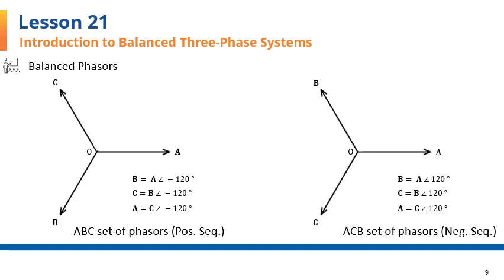Here we see the algebraic relation between pairs of phasors in each set. B equals A with negative 120, C equals B with negative 120, and A equals C with negative 120. Those are for the ABC set. For the ACB set, we have similar equations, except that the angles are all positive 120. B leads A, C leads B, and A leads C. I wrote B in terms of A, C in terms of B, and A in terms of C in each case, but we can easily reverse that.